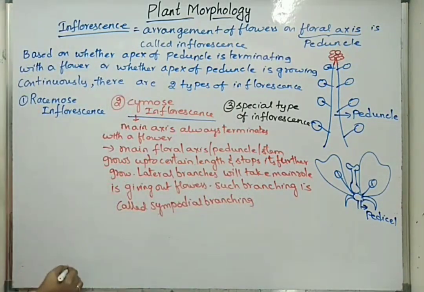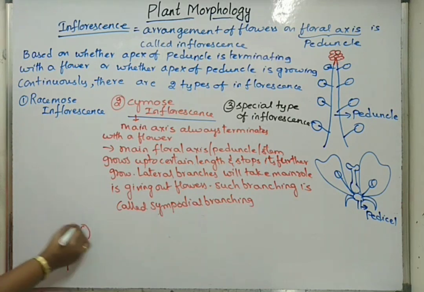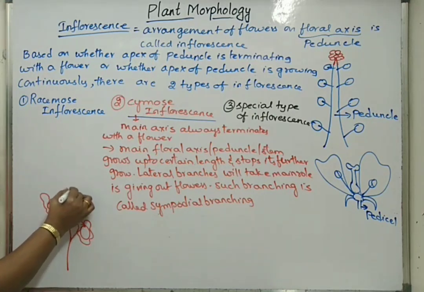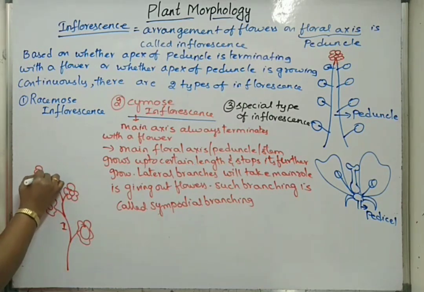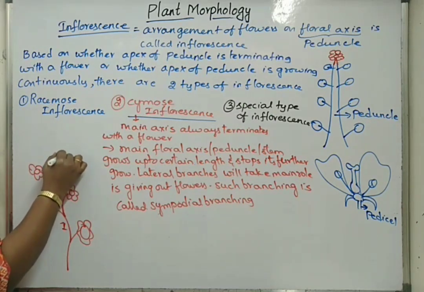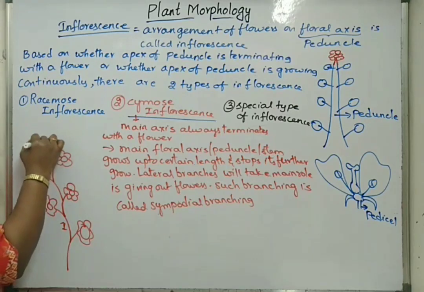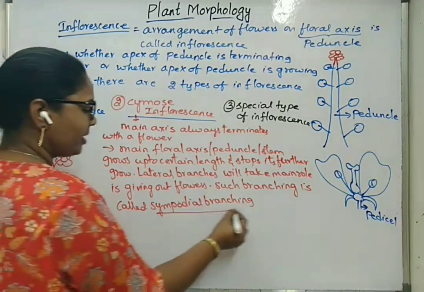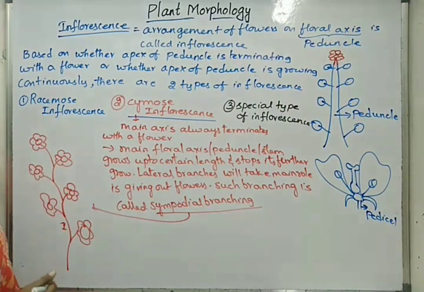For suppose, if this is the stem grown, it is terminating with a flower. Next, it is stopping its growth. Next, it is giving rise to another lateral branch. It is giving rise to another flower. This branch also stopped growing. It gave rise to another branch. Now it is giving rise to another flower. Like this, the development will be continued. So, such type of branching is called sympodial branching.